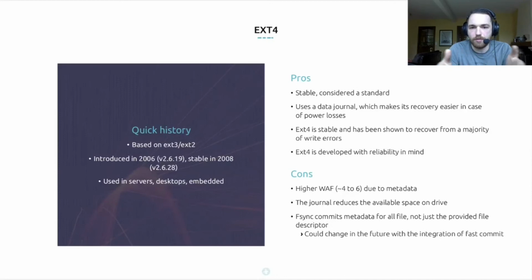So if you write to multiple files at the same time and then just want to synchronize one file to the disk, it actually writes the metadata for all the other files too. This could change in the future with the integration of fast commits, which may have been integrated since I've looked at it. So this may change for that particular point. Note that here, if we have a single log file, this is not a problem because when we commit this file with fsync, it will only commit the metadata for this file. There is no other file in the buffer.